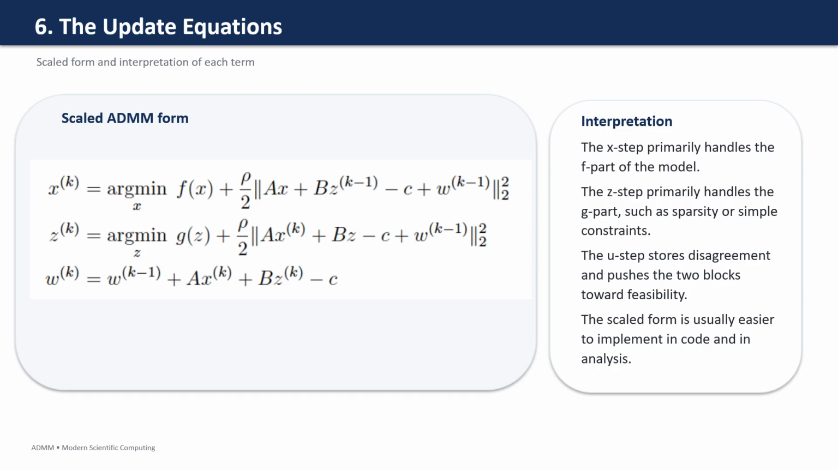Same for the z update. If g is non-smooth but has a simple proximal operator, this step can often be very efficient in the scaled version. And lastly, the scaled dual update equation, where you add the current constraint residual to the scaled dual variable. This interpretation is very straightforward. As before, the x step improves the part of the solution associated with f, the z step improves the part associated with g, and the u step remembers any disagreement between the two blocks and pushes further iterations toward feasibility.